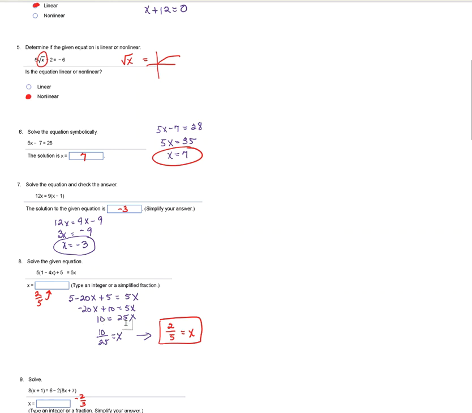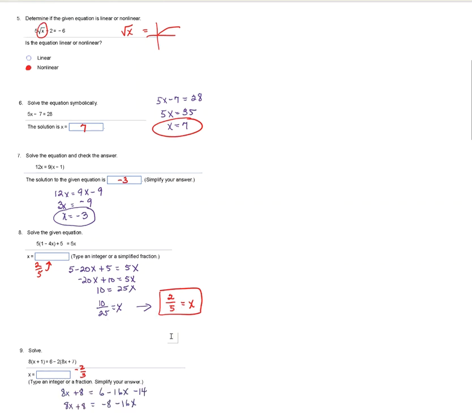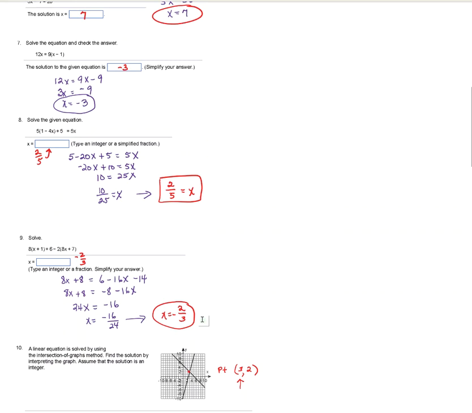25x equals 10. We'll divide by 25, and we will reduce, dividing 5 into both the top and bottom, and we get 2/5. So you're just doing what you're used to doing. We'll do the same thing with number 9. Do the distributions, collect like terms, and you get x equals 2/3.